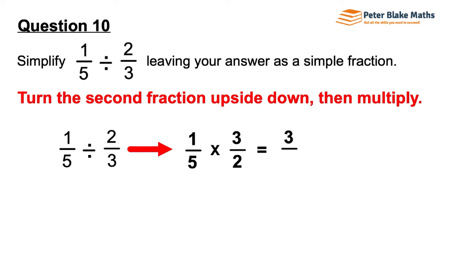So then we just multiply across the top and across the bottom and see if we can simplify, but we can't. So once we turn that second fraction upside down, the whole thing becomes a multiplying of fractions type rule, where we use those rules of multiplying across the top and across the bottom, then looking to simplify.